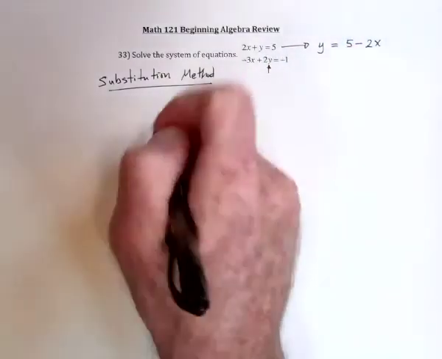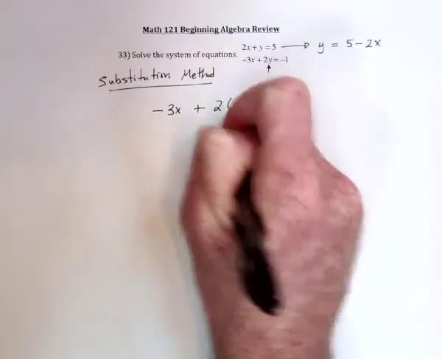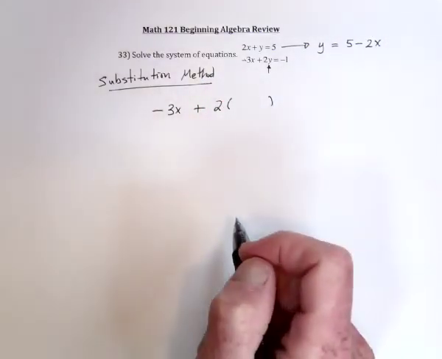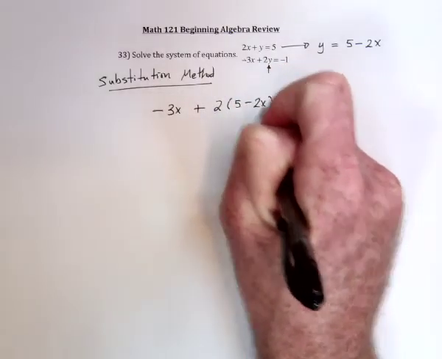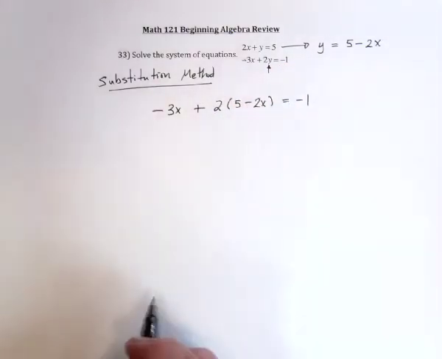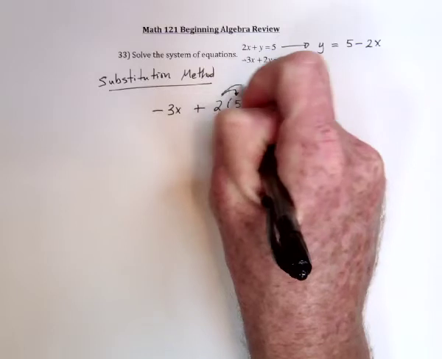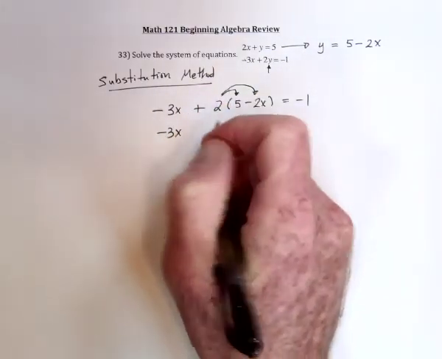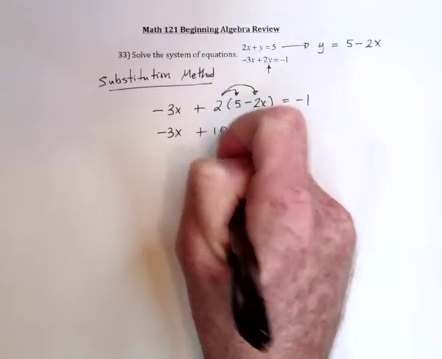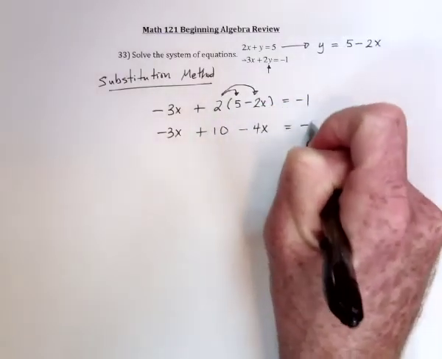So that one would then look like negative 3x plus 2 times y, but then replace y with what we just found out y equals, and then it equals negative 1. Next up, go ahead and distribute the 2, multiply this out. So we've got negative 3x, minding its own business there, plus a 10, minus a 4x, and then equals negative 1.